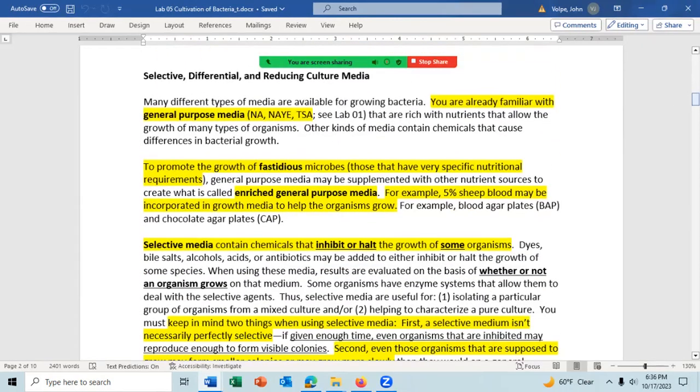Have I mentioned that there are different types of culture media available for use in microbiology? Have I mentioned that? Anyone? I'm not hearing anything, so I'm going to assume I haven't mentioned that.